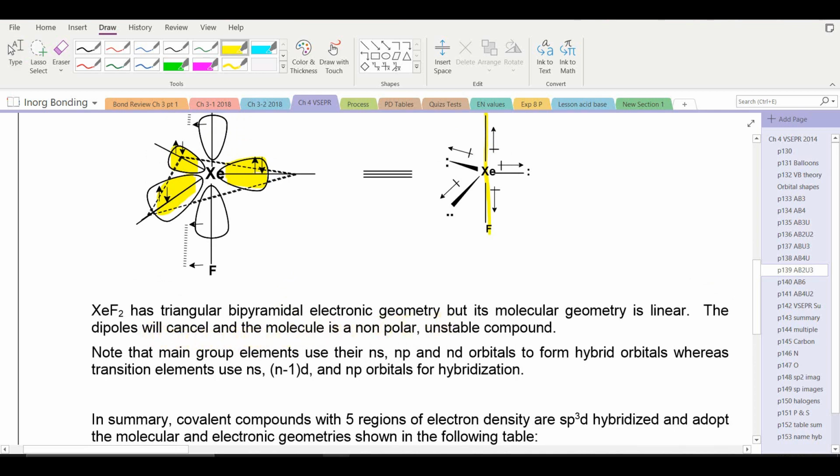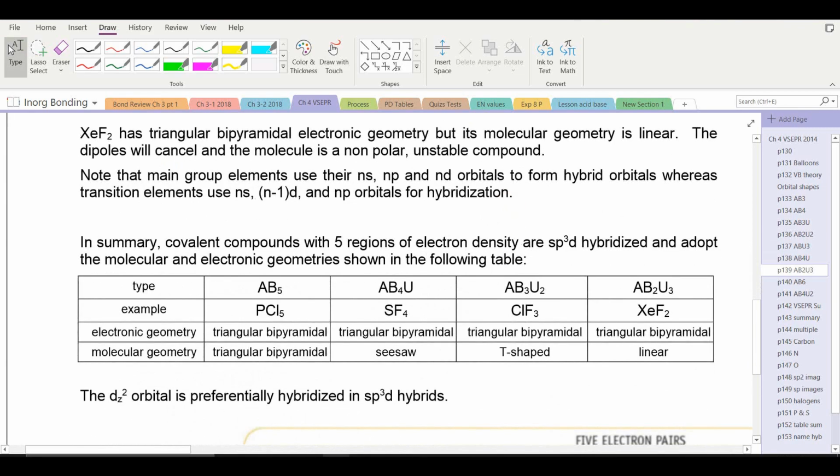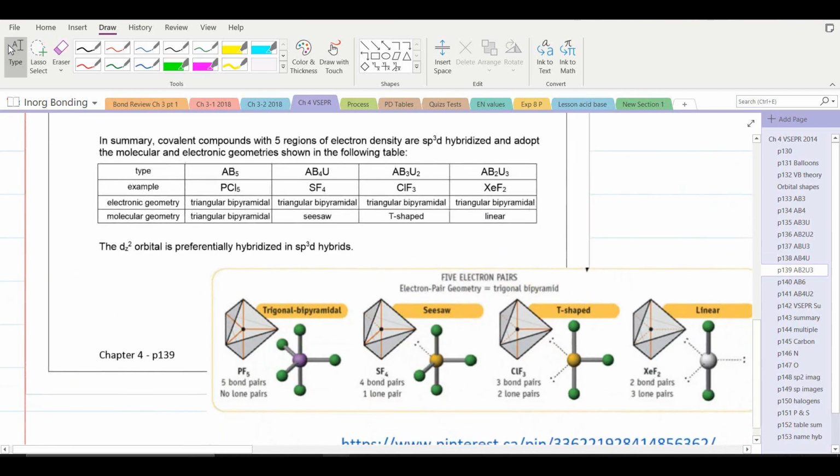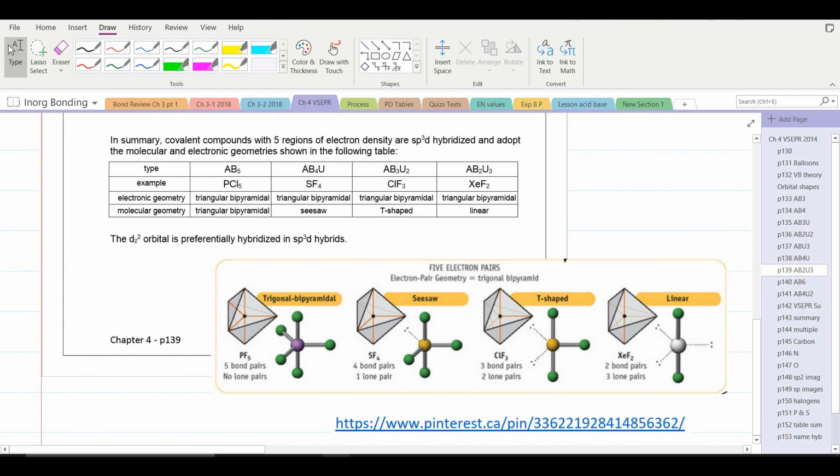It's an unstable compound. So to summarize, for 5 electron clouds we have these arrangements. And I borrowed this beautiful image from Pinterest. We could have the type AB5, like we see here, with 5 bonded pairs and no lone pairs, as for example we saw in PCl5. AB4U, for example SF4, has triangular bipyramidal electronic geometry, but a seesaw molecular geometry. AB3U2 has 2 non-bonded pairs of electrons and 3 bonded pairs, like in ClF3.